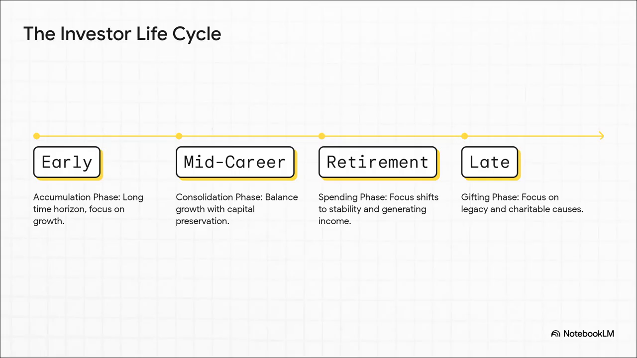This journey usually has 4 key stages. You start in the accumulation phase. You're young, you have a long time horizon, and you can really focus on growth. Then you move into the consolidation phase in your mid-career. Your earnings are higher, and you start to balance that growth with preserving what you've built. The spending phase is retirement. Now the focus totally shifts to generating income to live on. And finally, there's the gifting phase, which is all about legacy and planning for the next generation.